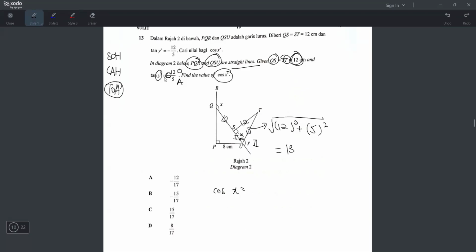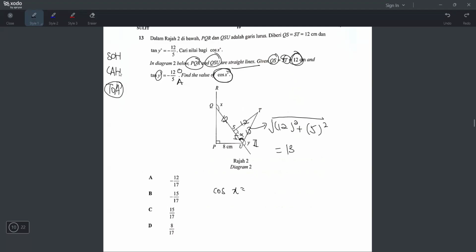One more thing. Don't put the negative when you label this. The negative only indicates its quadrant. The reason why the negative is there is because in the second quadrant only sine is positive. But when you put it in, don't put negative 12, because the negative only indicates the quadrant, right? Okay, so let's continue with what they want here, cos x.